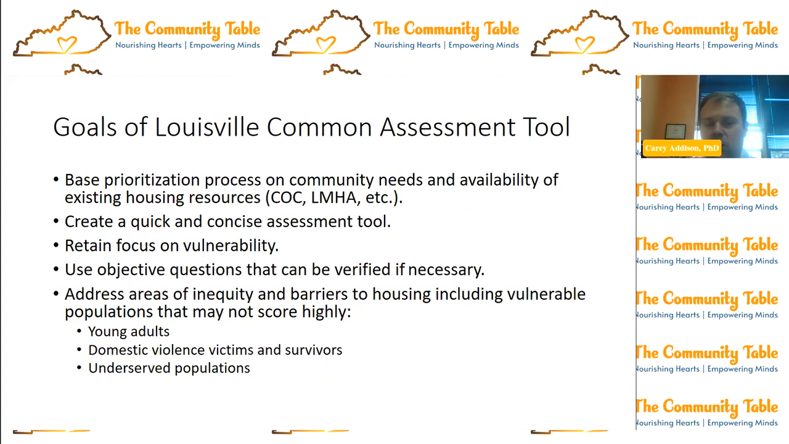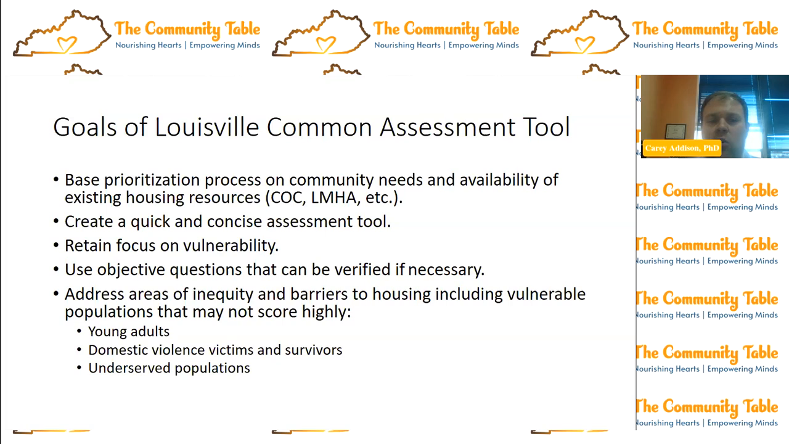We realized one thing is we need to base the prioritization process on both the community needs and the feedback we got, but also the availability of the existing resources. We're using this tool to prioritize people for housing, primarily housing provided by the COC. So we do have to work within those guidelines. So really things like being chronically homeless, living with a severe mental illness, or living with HIV/AIDS, all of those things set priorities to begin with. So I just wanted to be realistic and include that in our scheme.